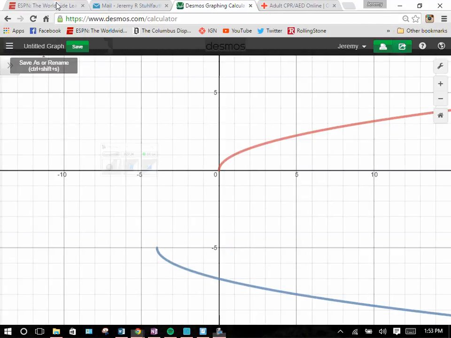So, you need to tell me again, the parent function, you need to tell me whether or not this graph has moved left or right, and how far, if it's moved up or down, how far, and whether or not it has reflected at all.